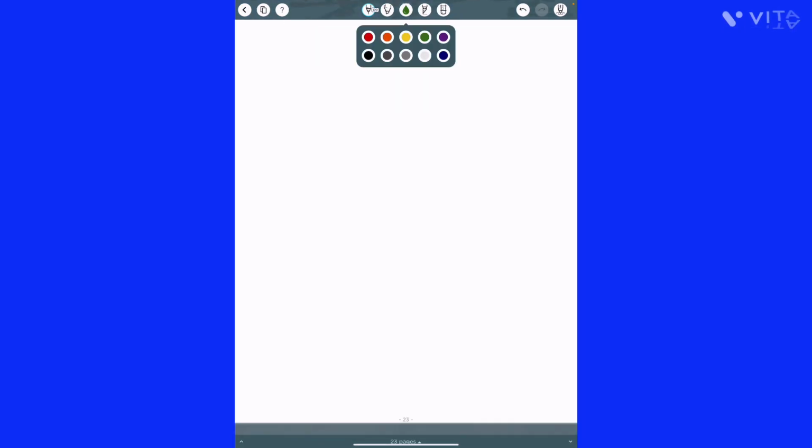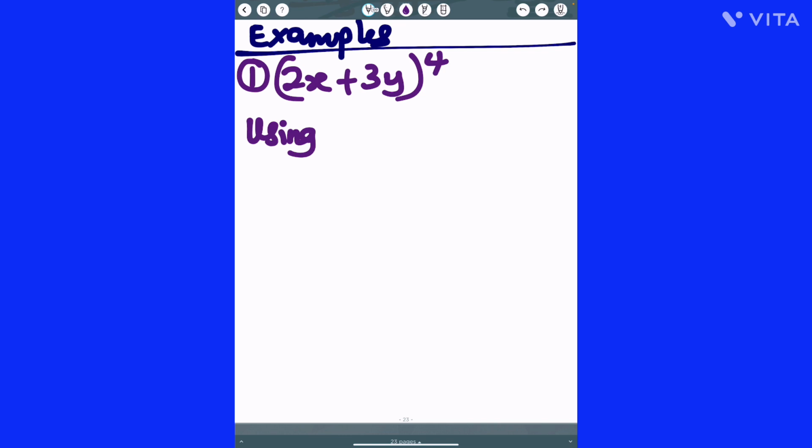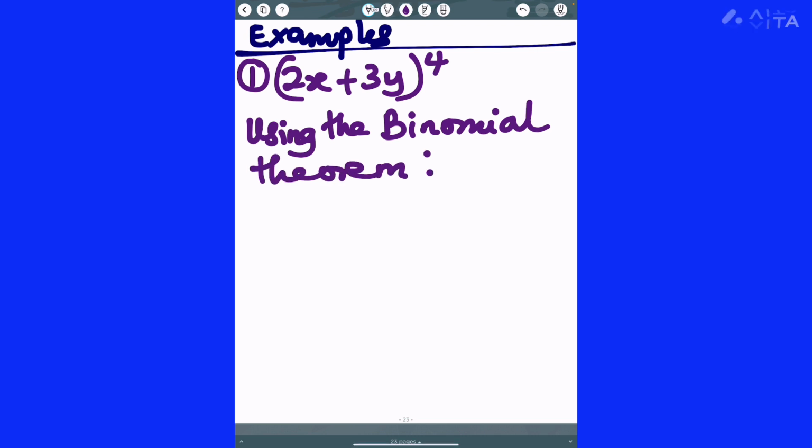In the first example, we did 2x plus 3y raised to power 4. We did this with the Pascal's triangle. Let's now do it with the binomial expansion theorem. In this case, we don't need to write our coefficients out, just the combination. So that will be what? Using the binomial theorem. In order to remember easily, let's write the binomial theorem out. The binomial theorem is what?